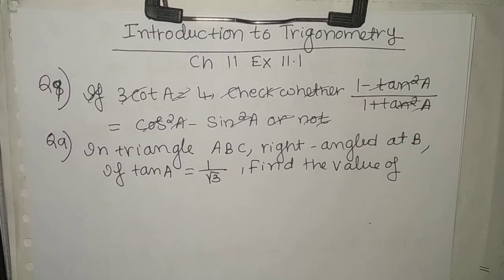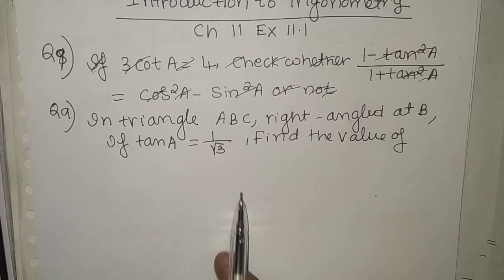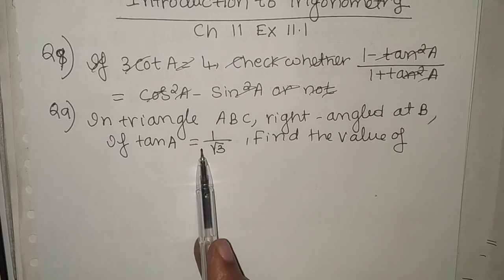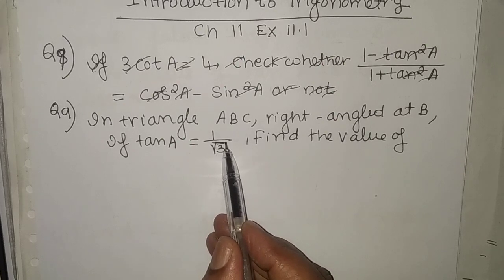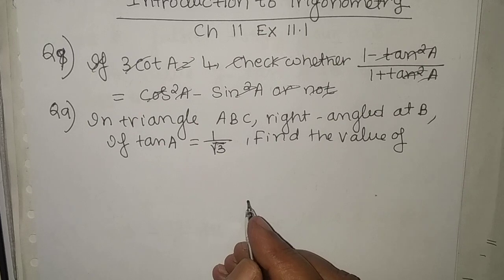In the previous classes we finished the 8th problem. Today in this class we continue with the 9th problem. In triangle ABC, right angled at B, if tan A is equal to 1 by root 3, find the value of the following. There are two sub-questions.